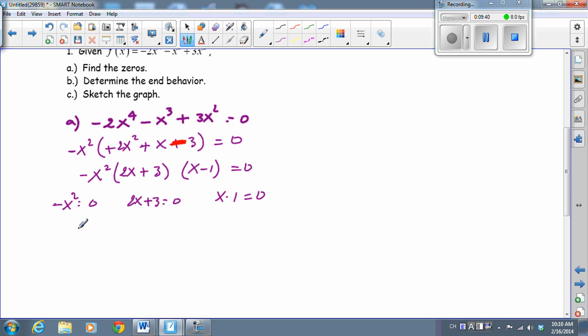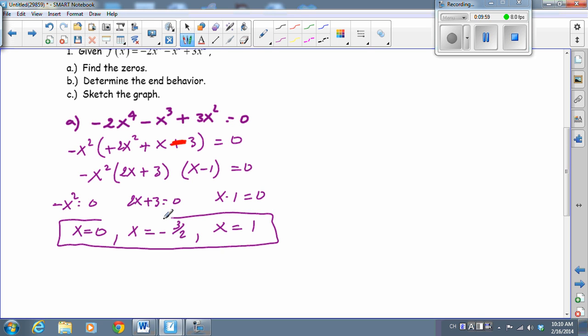The first solution is x equals 0. The second one is x equal negative 3 over 2. And the last one is x equal 1. And these are definitely your solutions. You can also talk about the multiplicity at this point. How many times is the solution a solution? Multiplicity is given by the degree of the one that you set equal to 0. So this will be multiplicity 2 compared to this other and multiplicity 1.